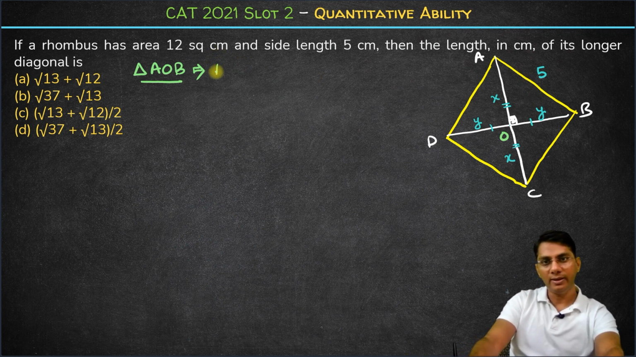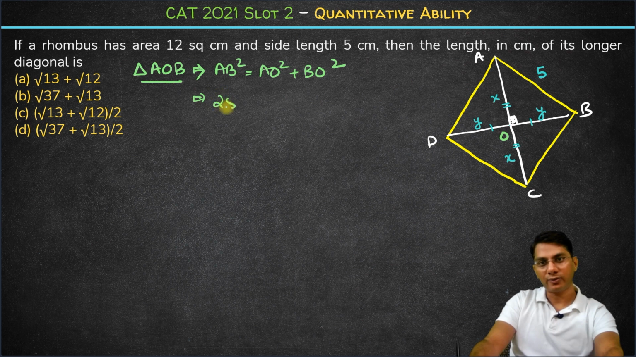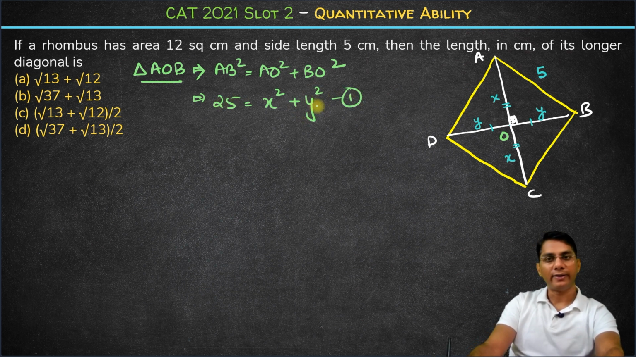So we'll have AB square is equal to AO square plus BO square. AB we know is 5, so 5 square is 25, which is equal to AO, which is x square, plus BO square, which is y square. So this is the first thing that we have: 25 is x square plus y square.